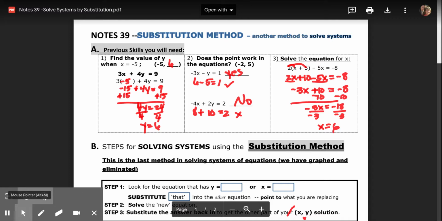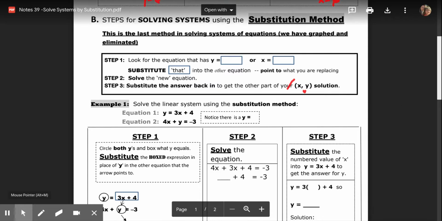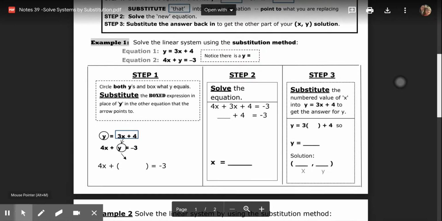All right, so now we're going to head on down to steps for solving systems using the substitution method. So on this situation, it says, this is the last method in solving systems of equations. We have graphed and eliminated. So on this one, on step number 1, what we're going to do is look for the equation that has y equals or x equals. So basically, one of the variables needs to be isolated. Then we're going to substitute that equation into the other equation. And step 2, solve the new equation. Step 3, substitute the answer back into the other part of your xy solution.